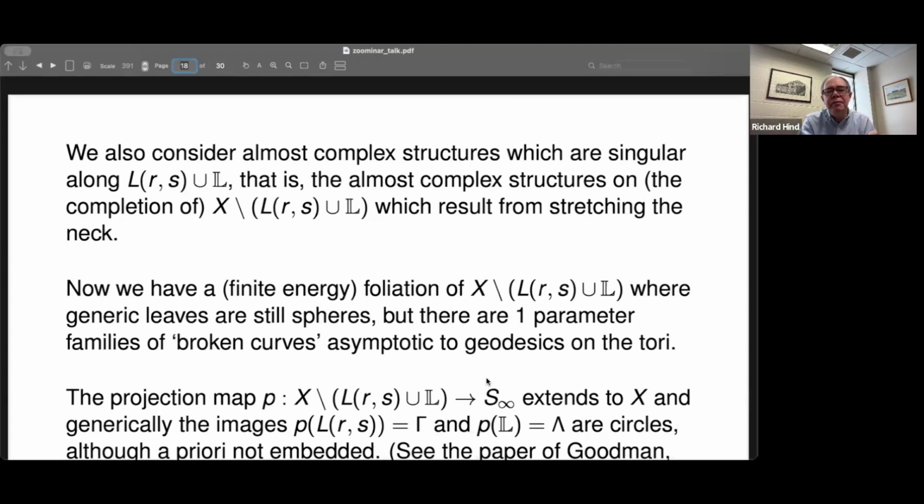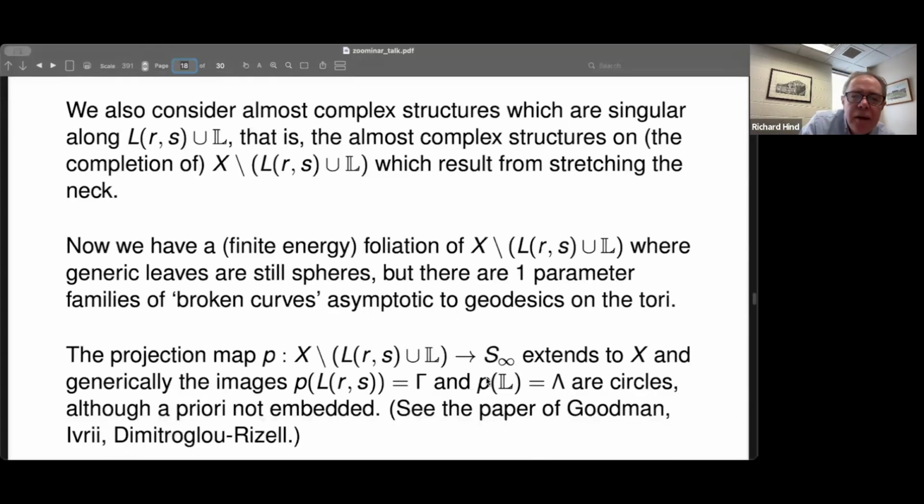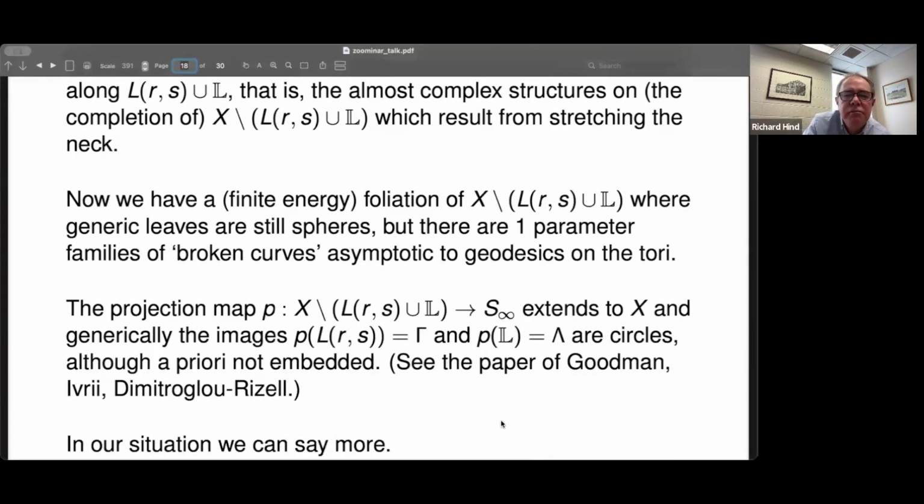Anyway, okay, so this is right. So now this is a manifold with cylindrical ends. Now we have a finite energy foliation. So, right, what does this mean? So still a foliation. The generic leaves are still spheres, but now there are one parameter families of what we call broken curves. So a broken curve is going to consist of finite energy planes with asymptotes. In this picture, they're going to be asymptotic to geodesics on one or other of the tori. Right, so you still get a projection map as before.